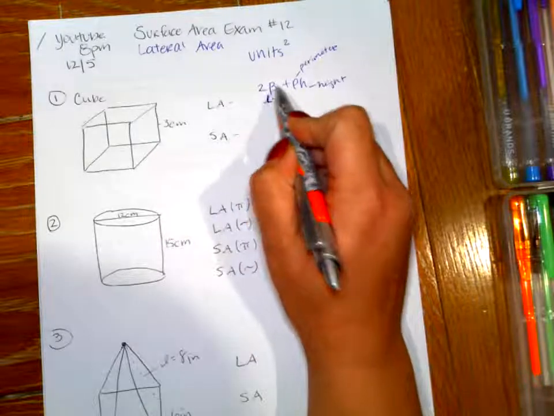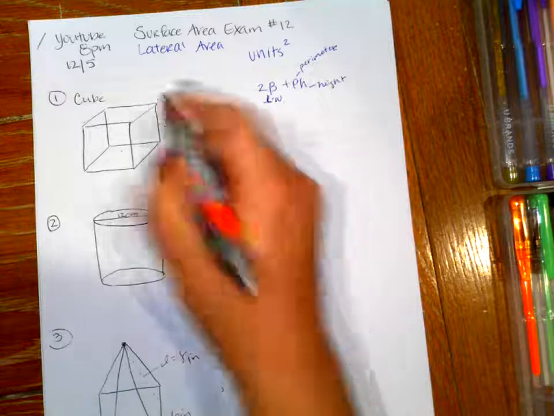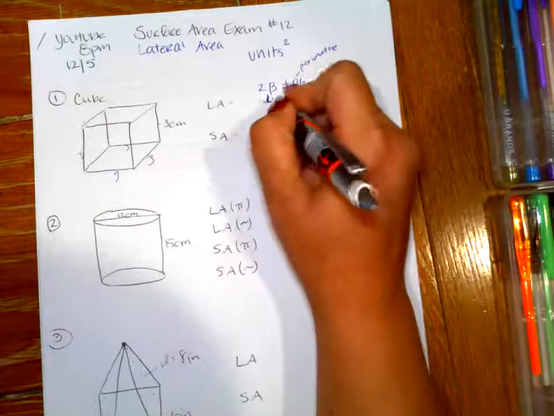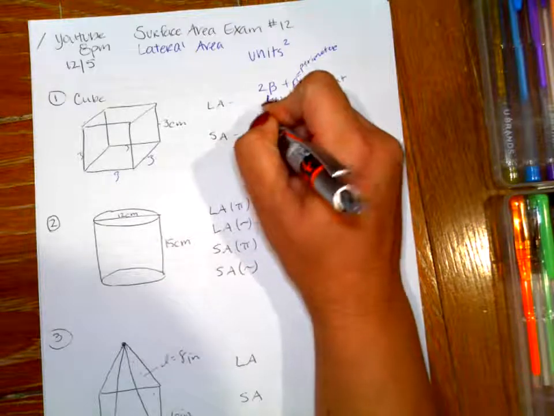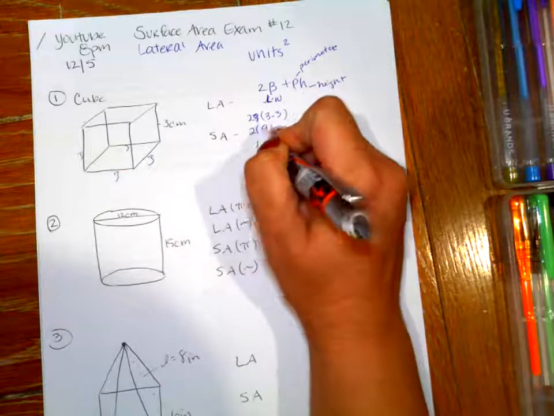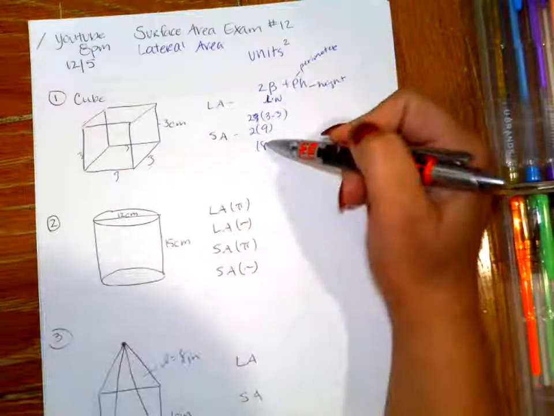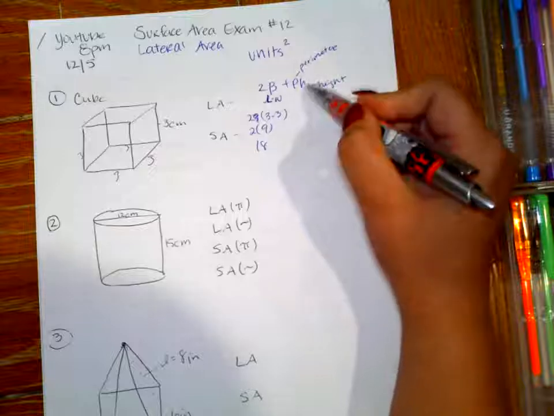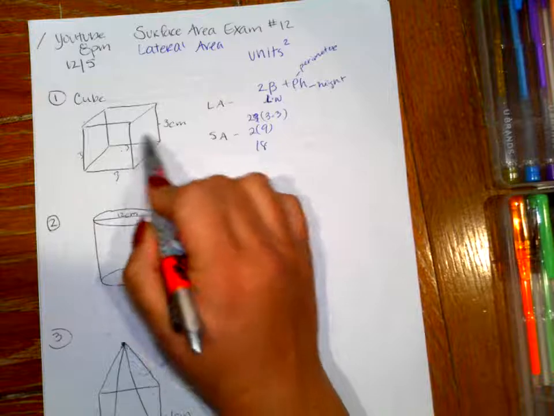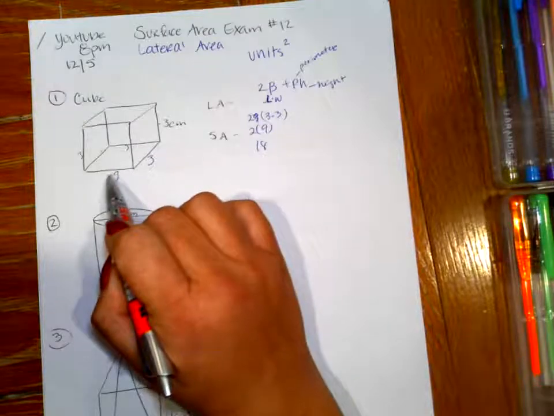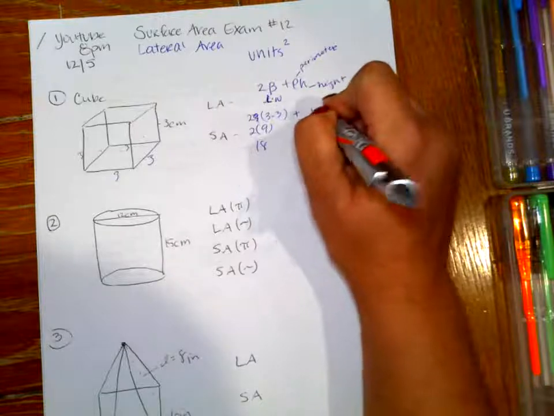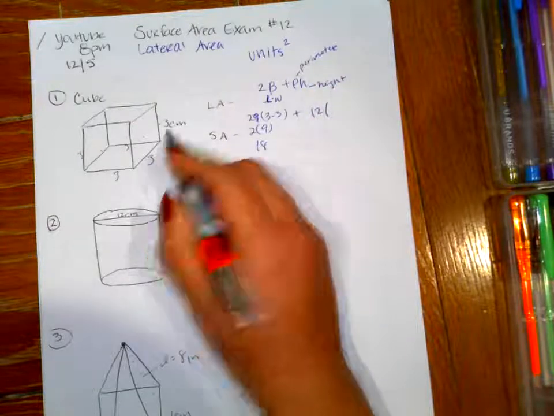Let's go 2 times the bases. Length times width, everything is going to be 3, 3, 3, 3. Everything's 3. So I've got 3 times 3, which is 9, times 2, which is 18. So my bases are going to be 18. Let's do the perimeter. To find the perimeter, remember you add up all the sides. So I have 4 sides. I have 3, 6, 9, 12. So this is going to be plus 12 times the height, which is 3.